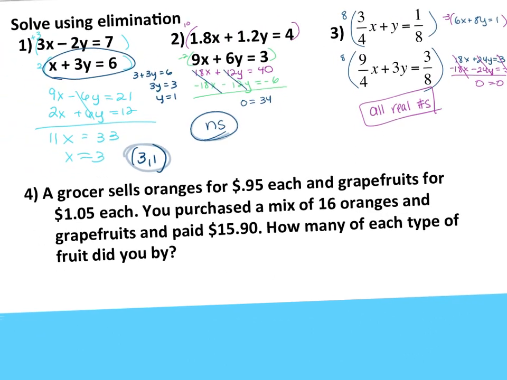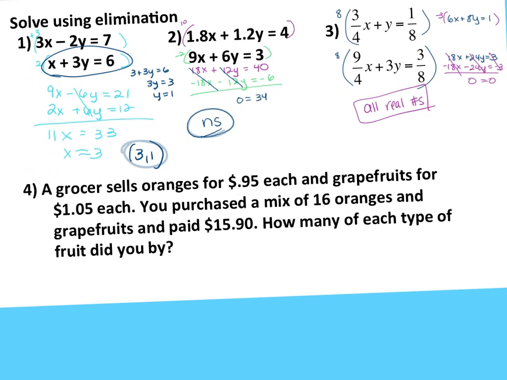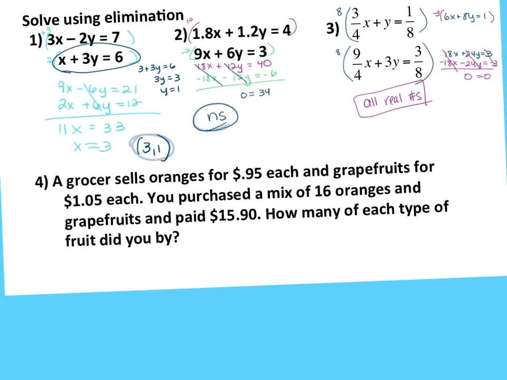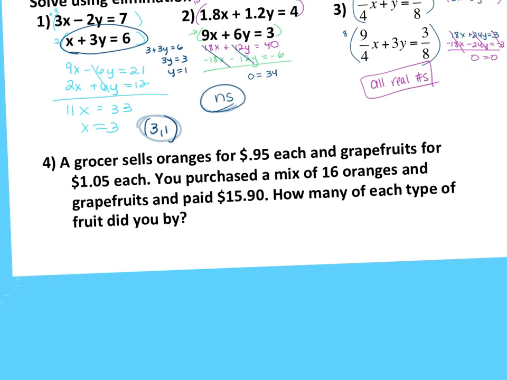Questions so far? All right, 4 says a grocer sells oranges for 95 cents each, and grapefruits for $1.05 each. You purchase a mix of 16 oranges and grapefruits and pay $15.90. How many of each type of fruit did you buy? So let's say our oranges are our X and our grapefruits are the Y.